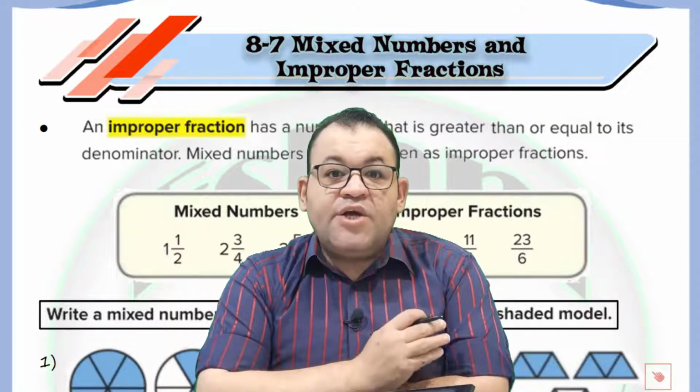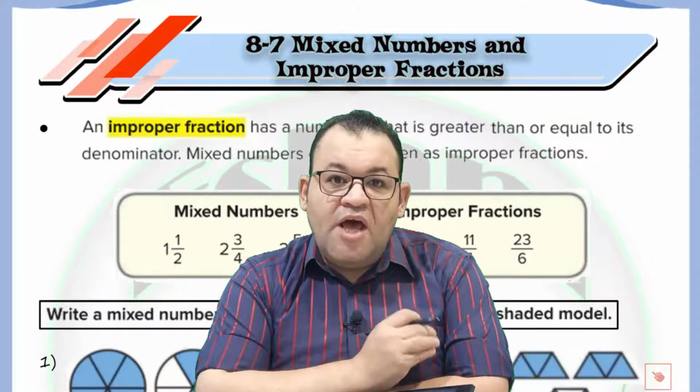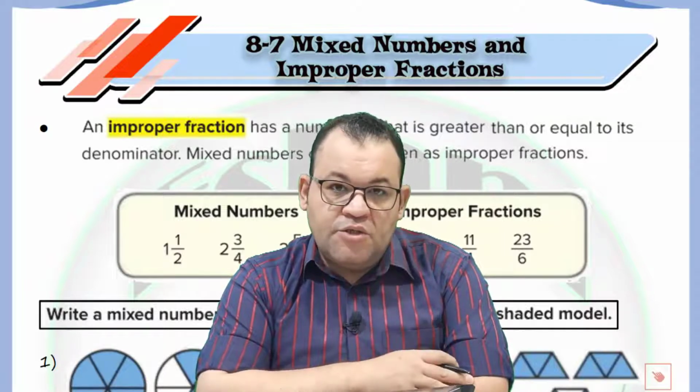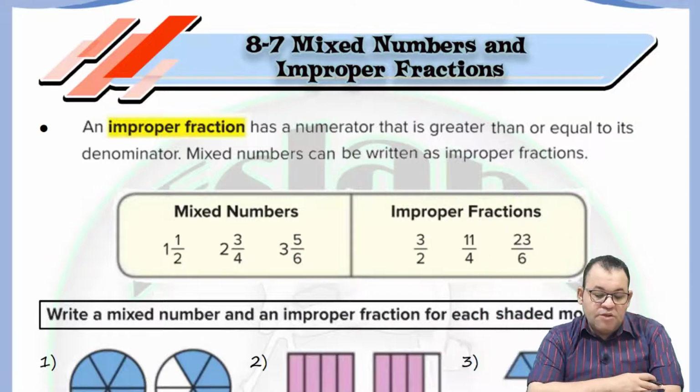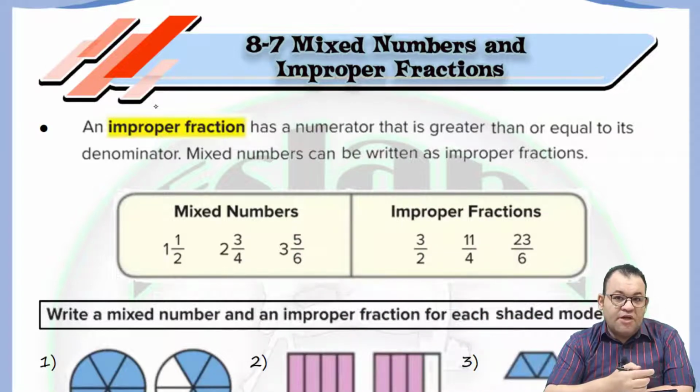If the numerator is greater than or equal to the denominator, we have a new form called the improper fraction. So what is the meaning of the improper fraction? The improper fraction is a type of fraction in which the numerator is greater than or equal to the denominator. Here the part is greater than or equal to the whole, so this form is called an improper fraction.